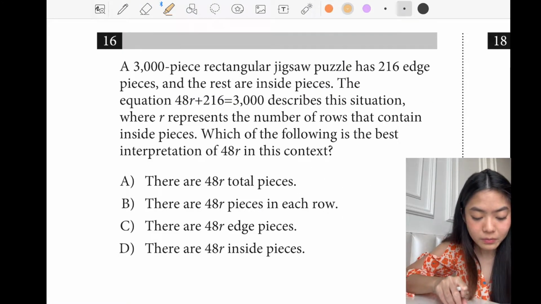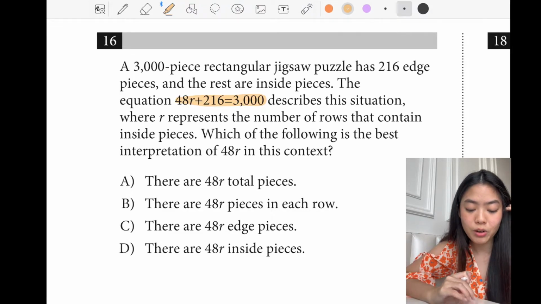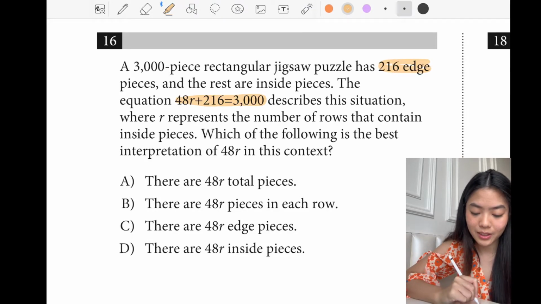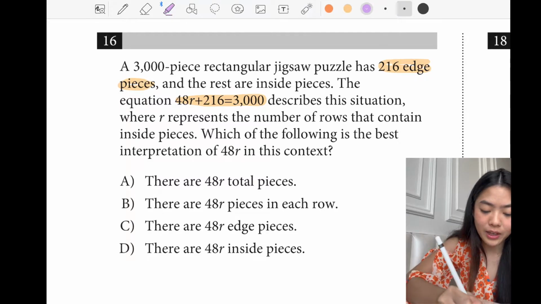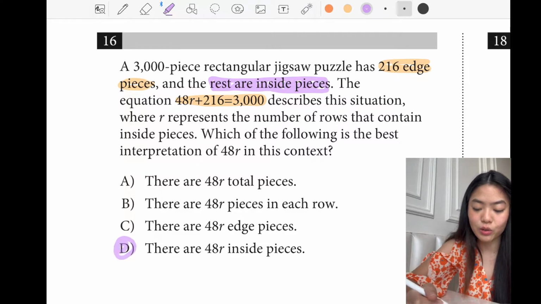A 3,000-piece rectangular jigsaw puzzle has 216 edge pieces, and the rest are inside pieces. The equation 48R plus 216 equals 3000 describes the situation where R represents the number of rows that contain inside pieces. Which of the following is the best interpretation of 48R in this context? Okay, so from here, it's given 216 edge pieces, and the rest here are the inside pieces. Okay, therefore the answer should be D here. 48 are inside pieces.